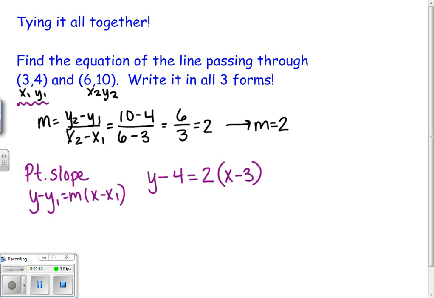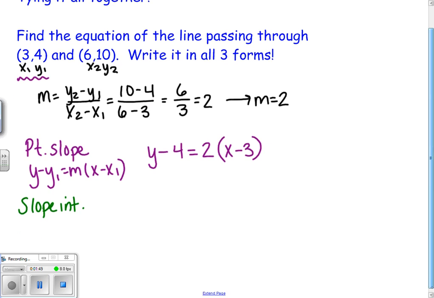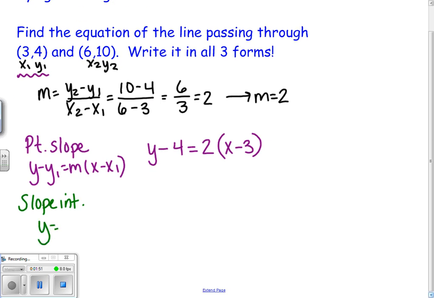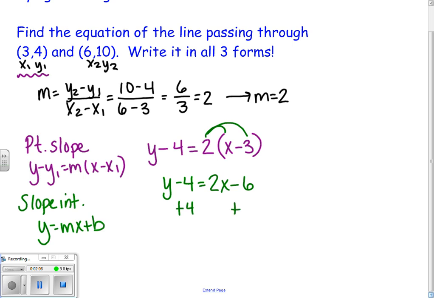They also want slope-intercept form. Slope-intercept form is y equals mx plus b. So my goal is to take that purple point-slope form and make it slope-intercept. And in order to do so, I'm going to start by distributing. Distributing the 2 gives me y minus 4 equals 2x minus 6. And then all I need to do to get y by itself is to add 4 to both sides. I get y equals 2x minus 2.